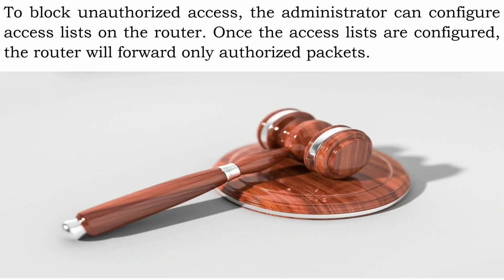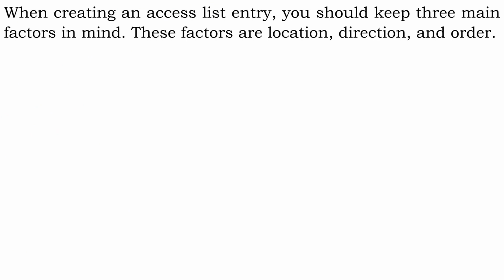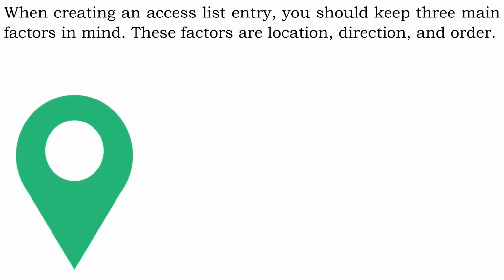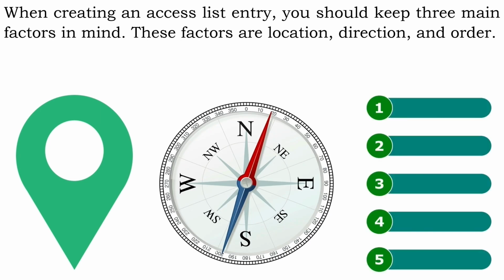To block unauthorized access, the administrator can configure access lists on the router. Once the access lists are configured, the router will forward only authorized packets. When creating an access list entry, you should keep 3 main factors in mind. These factors are location, direction, and order. Let's discuss these factors in detail.